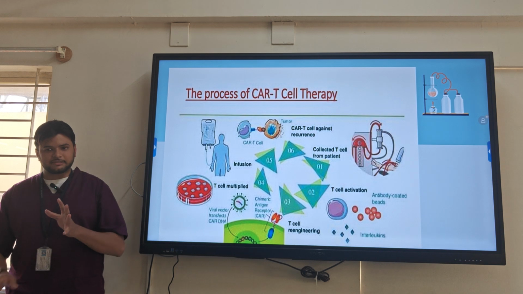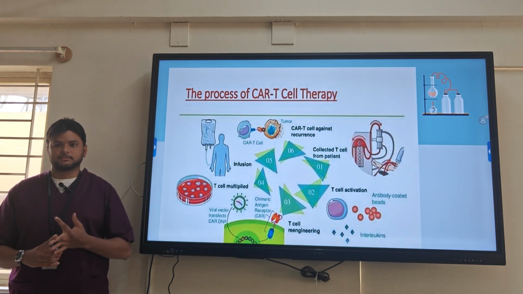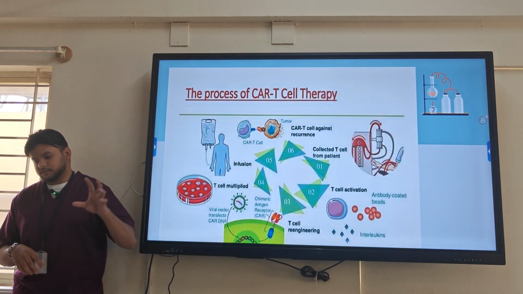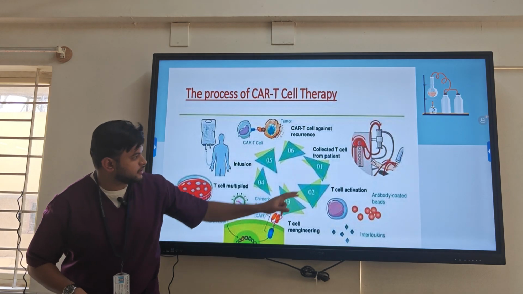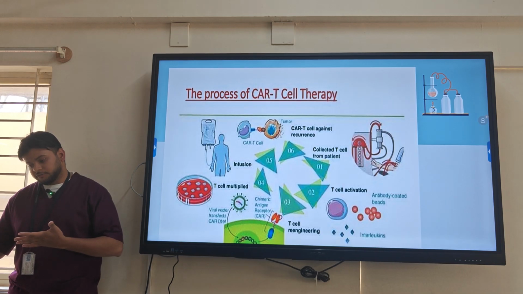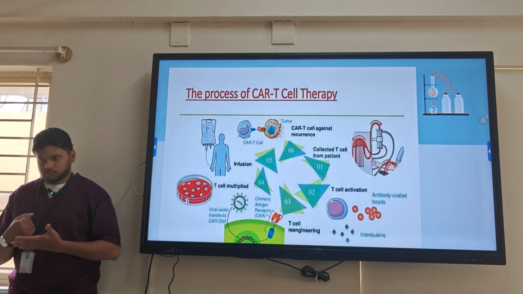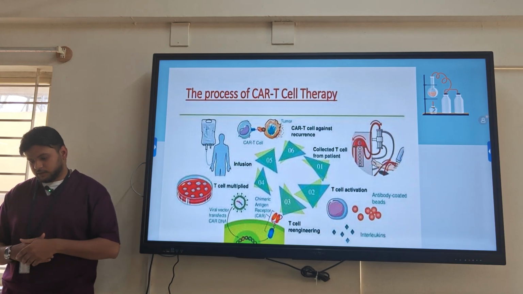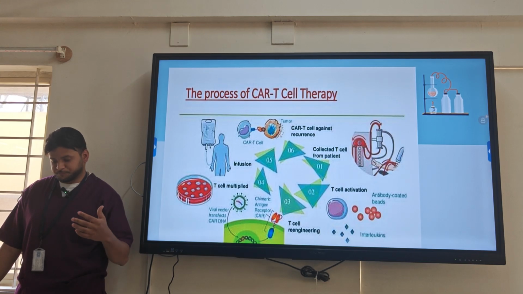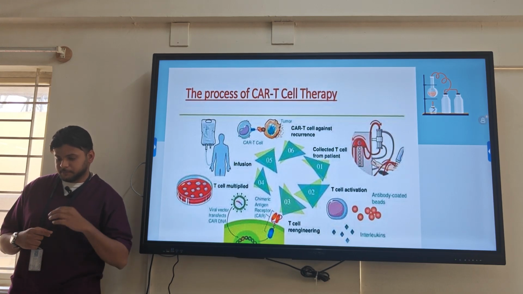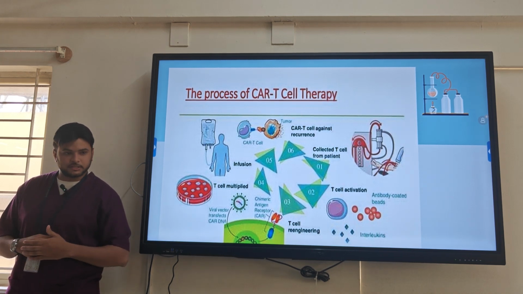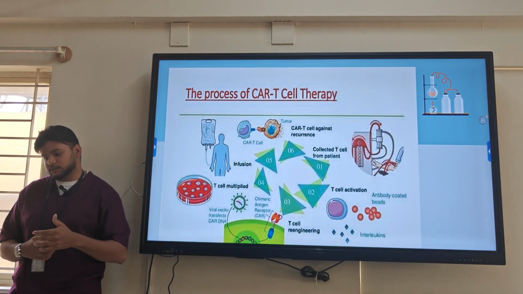Okay, we have finished the definition, the process and the challenges. This is the process in a diagrammatic way. You can see here phase 1. T cells are collected from the patient, then T cell activation is done, and we use antibody coated beads. That's the process. It's totally biology, biochemistry. Then T cell engineering is developed, then T cells are multiplied, then infusion, then CAR T cells are injected, and in the sixth phase you can see CAR T cells against recurrence.